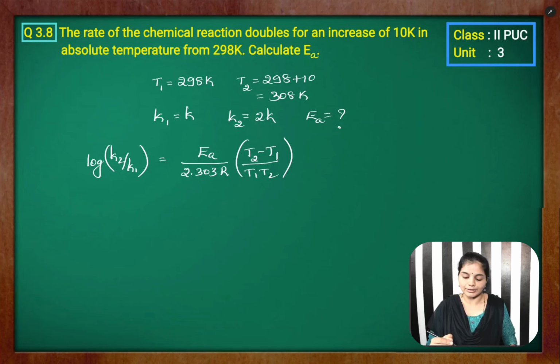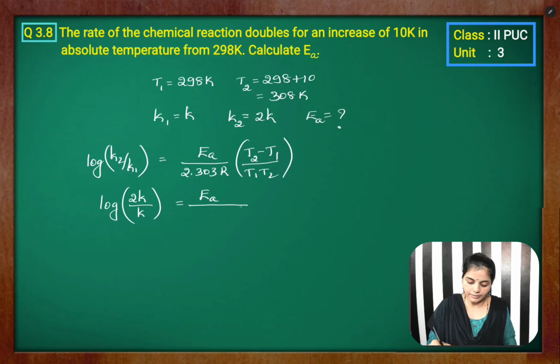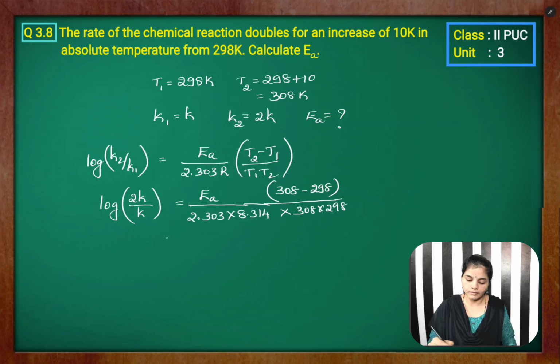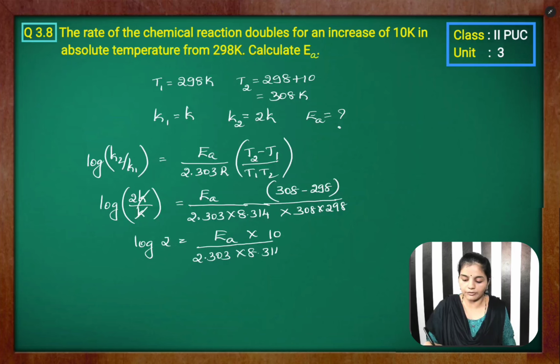Now let us substitute all these values into this formula. So we have log K2 by K1, which is 2K divided by K, equal to EA divided by 2.303 into R, that's 8.314, into T2 minus T1. So T2 is 308 minus T1, that is 298, divided by 308 into 298, that's T1 into T2. So here K and K get cancelled. So we have log 2 equal to EA into 308 minus 298, which is 10, divided by 2.303 into 8.314 into 308 into 298.